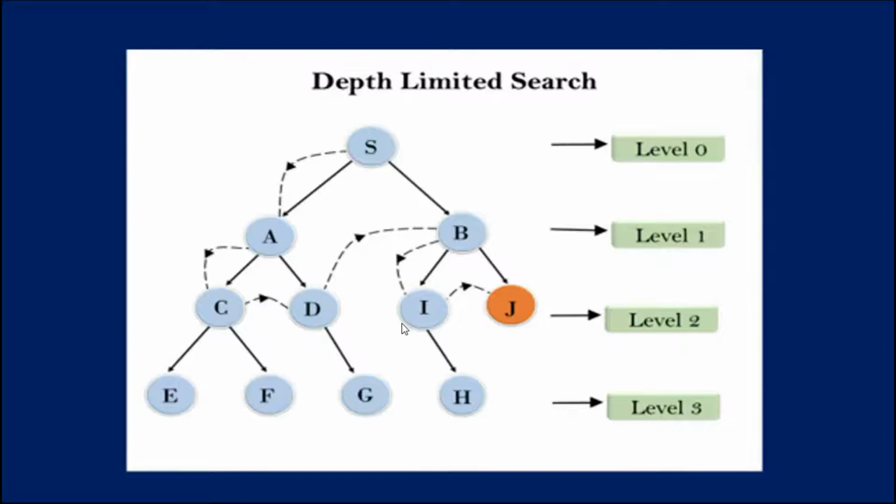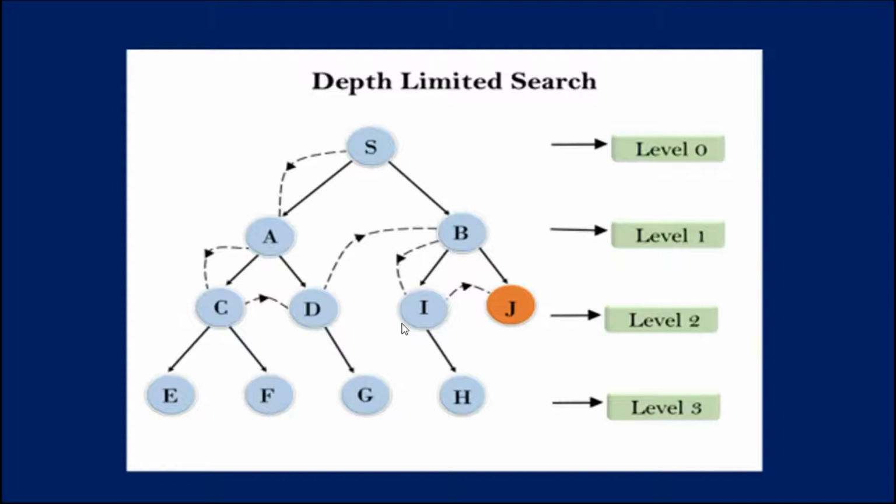Now let's consider the completeness of depth limited search. The DLS algorithm is complete if the solution is within the depth limit. The time complexity of this algorithm is order of b to the power l, whereas the space complexity is order of b times l. So this is what depth limited search is about.